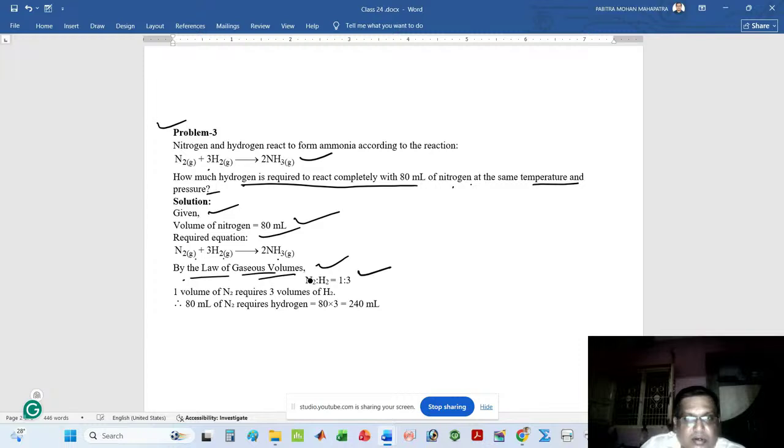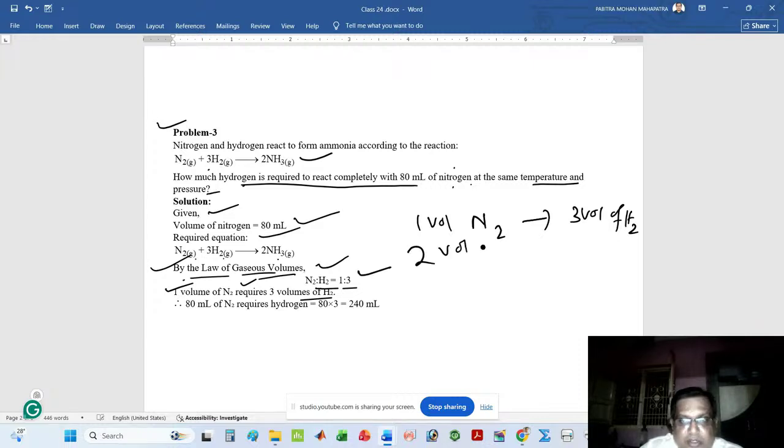So here 80 ml of nitrogen is given and your target is to find out the hydrogen. That means you make a relationship between hydrogen and nitrogen. So by applying the law of gaseous volume, I can write N2 ratio H2 is equal to 1:3. That means 1 volume of nitrogen requires 3 volume of hydrogen. That means 3 times. If you take 1 volume of nitrogen, then you think about 3 volume of hydrogen. If you think about 2 volume of nitrogen, then you will find 2 into 3, that is 6 volume.